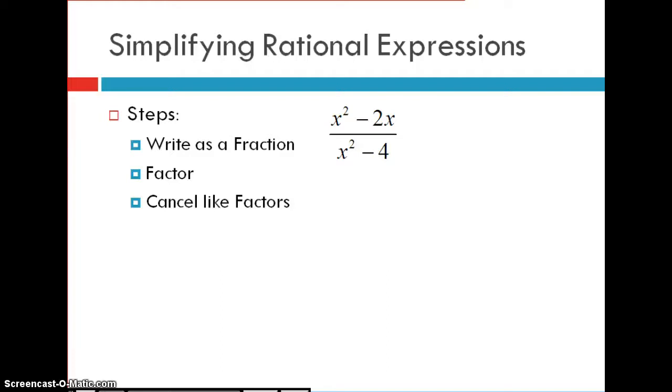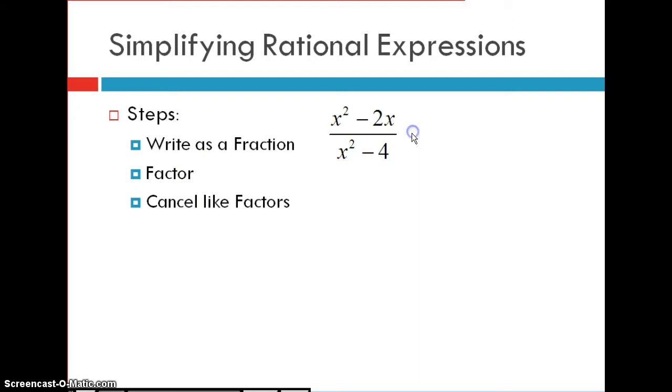Hi, this is just a brief review of how to simplify rational expressions. There were 3 steps that we talked about as we simplified rational expressions. One was first make sure it's written as a fraction, and in our first problem here it already is. The second step is to factor, so we're going to do that next.